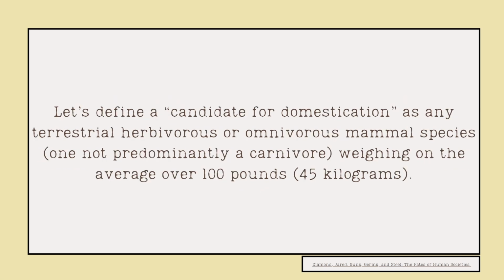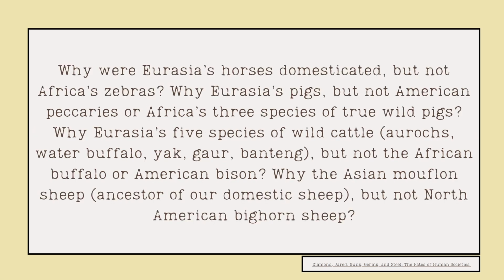Let's define a candidate for domestication as any terrestrial herbivorous or omnivorous mammal species, one not predominantly a carnivore, weighing on average over 100 pounds or 45 kilograms. Why were Eurasia's horses domesticated but not Africa's zebras? Why Eurasia's pigs but not American peccaries or Africa's 3 species of true wild hogs? Why Eurasia's 5 species of wild cattle, aurochs, water buffalo, yak, gaur, and banteng, but not African buffalo or American bison? Why the Asian mouflon sheep, ancestor of our domesticated sheep, but not North American bighorn sheep?